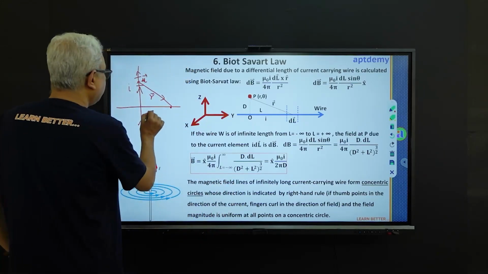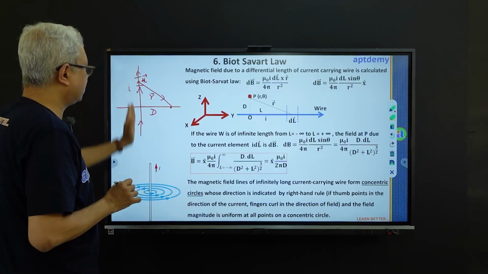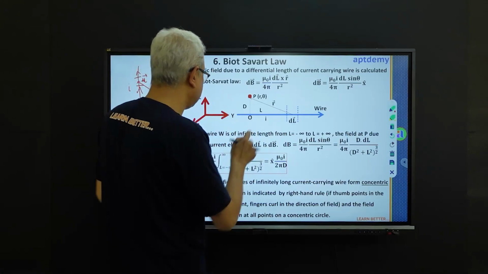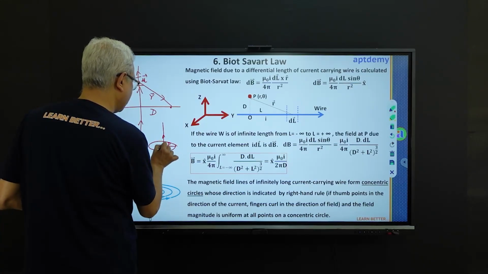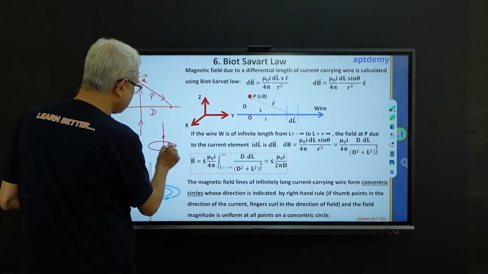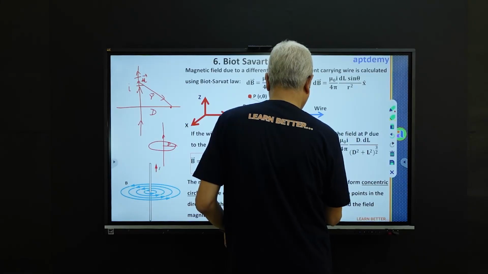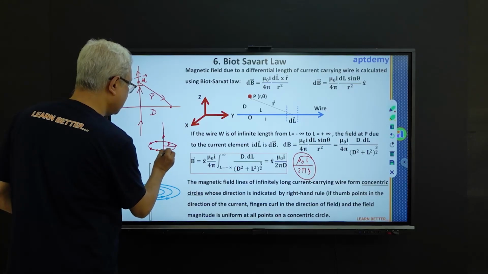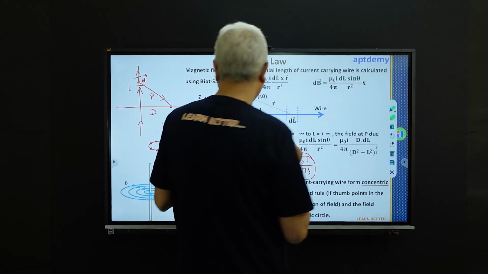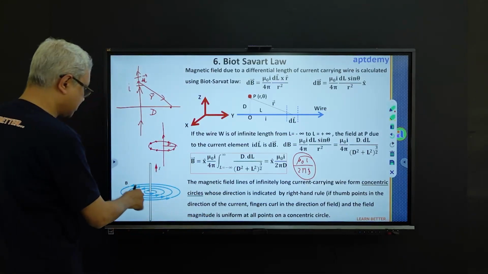Now you see, if the point is at a distance d from the current carrying wire, then at all points at distance d surrounding this conducting wire, consider an imaginary circle of radius d. At all points on the circle, the value of the magnetic field will be constant, because mu naught I by 2 pi d is the strength of the magnetic field. But the directions are different, and there are infinite points on this circle. At each point, what is the direction of magnetic field? The direction of magnetic field will be like this.